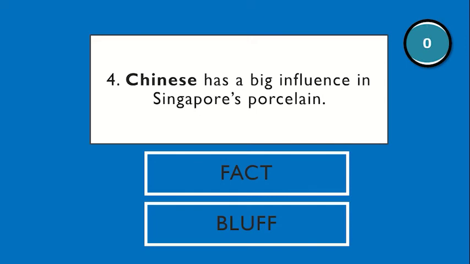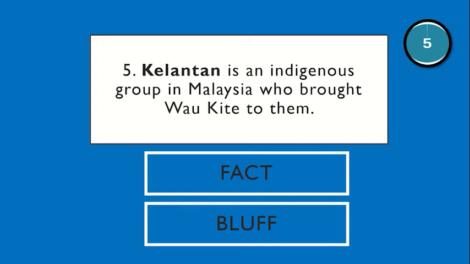Time is up and your answer is? That is fact. Down to our last item, number 5. Ready? Number 5. Kelantan is an indigenous group in Malaysia who brought the wau kite to them. Is it fact or bluff? You have 5 seconds.